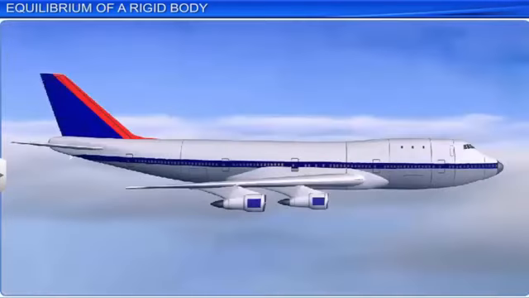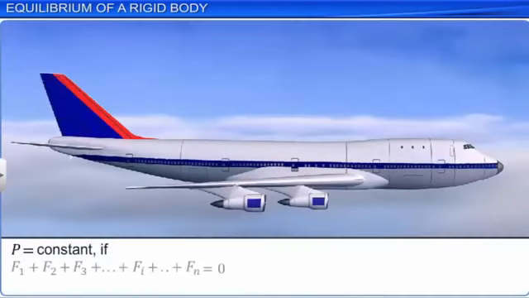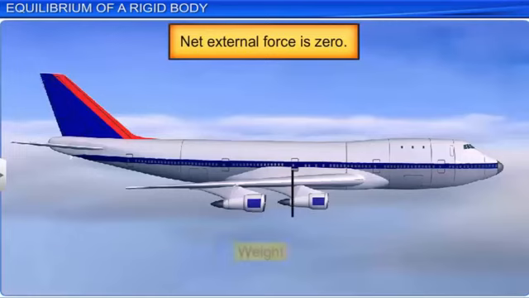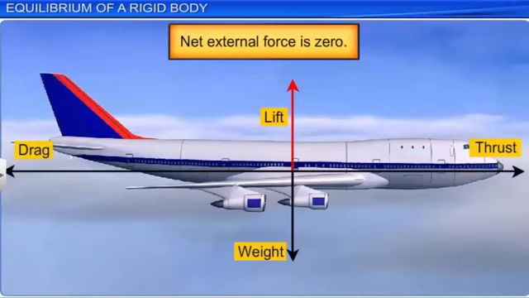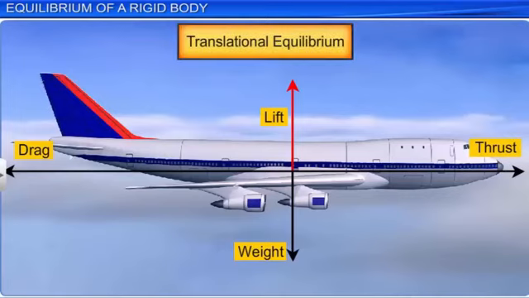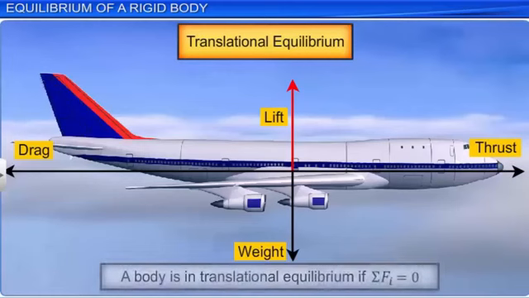We know that the linear momentum of a rigid body is conserved when the net external force acting on the rigid body is zero. That means an aeroplane moves with constant momentum if the resultant of all the four forces, weight, lift, drag, and thrust acting on it is zero. In such a case, the plane is said to be in translational equilibrium. A body is in translational equilibrium if the net external force acting on it is zero.